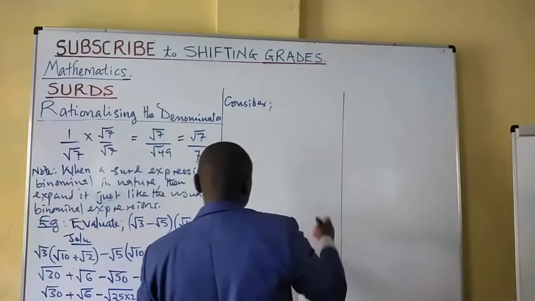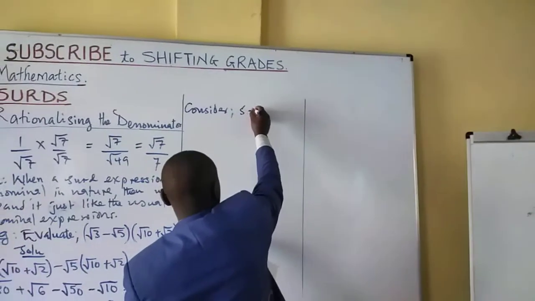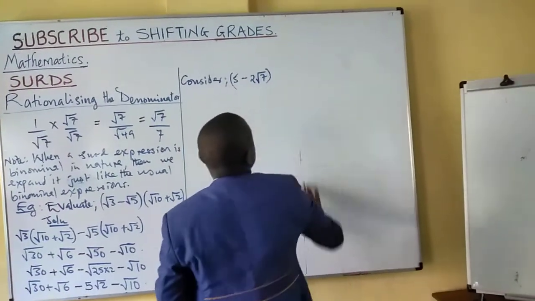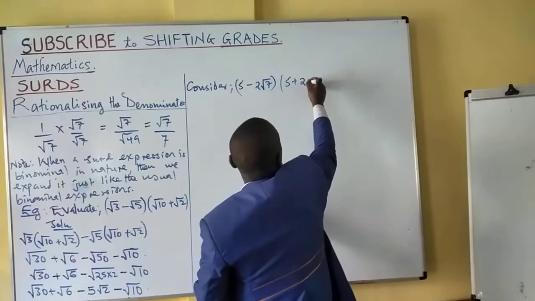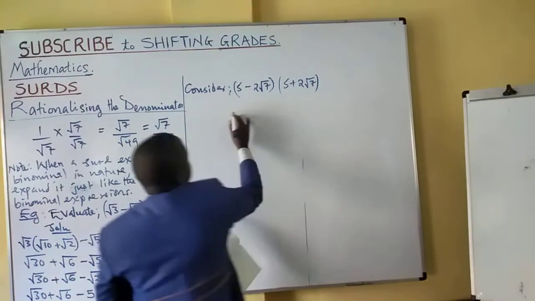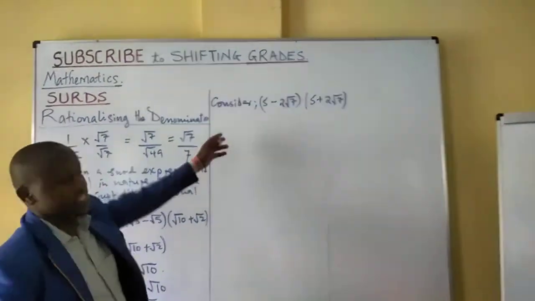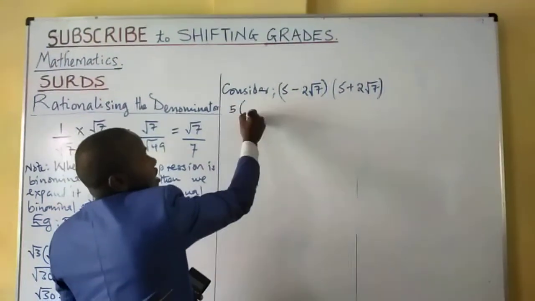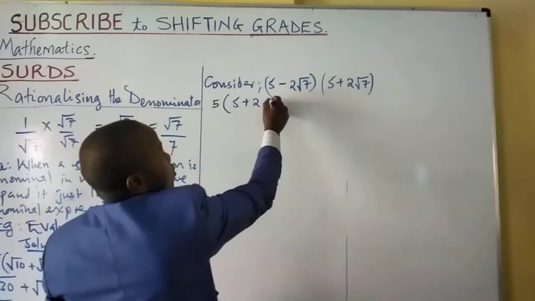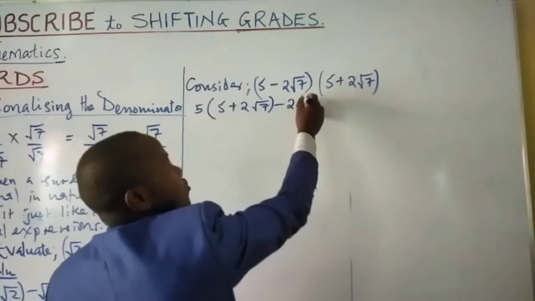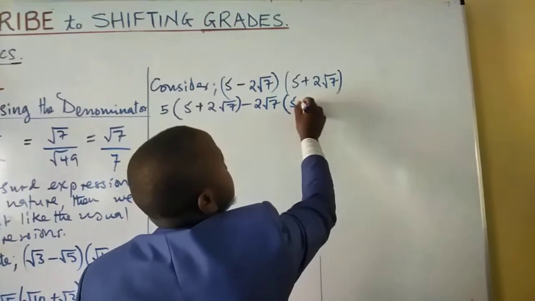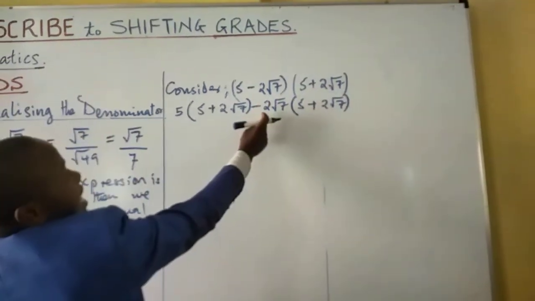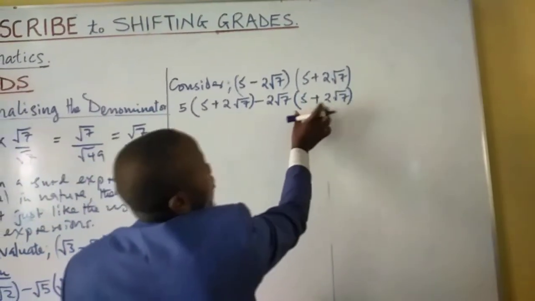When we are told to multiply 5 minus 2 root 7 times 5 plus 2 root 7, let's try to open this. The way we have said, it is 5 into 5 plus 2 root 7, then minus 2 root 7 into 5 plus 2 root 7. 5 with everything, and negative 2 root 7 with everything again.